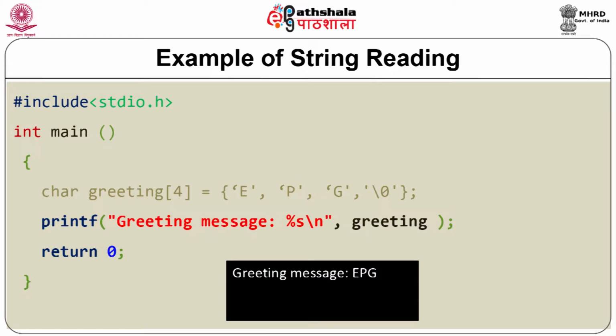%s is used for string, comma, greeting, and greeting is the name of the array where characters are written like E, P, G and \0. Return 0 is written because in the main function we are writing integer. The result of this program is greeting message colon EPG.